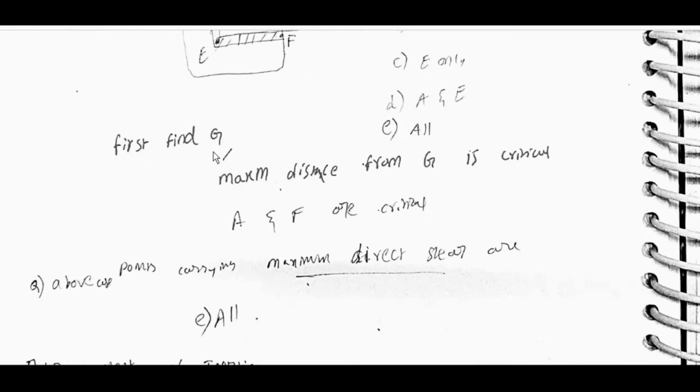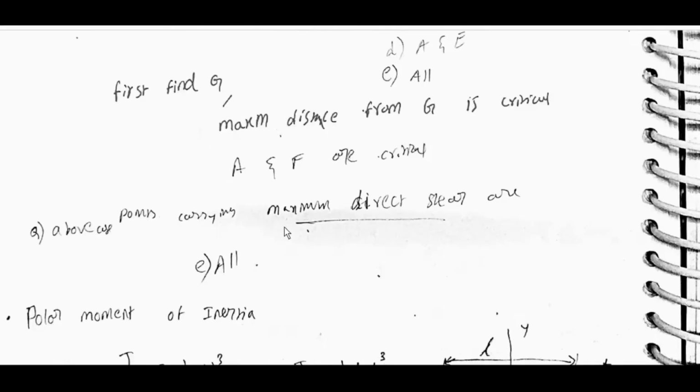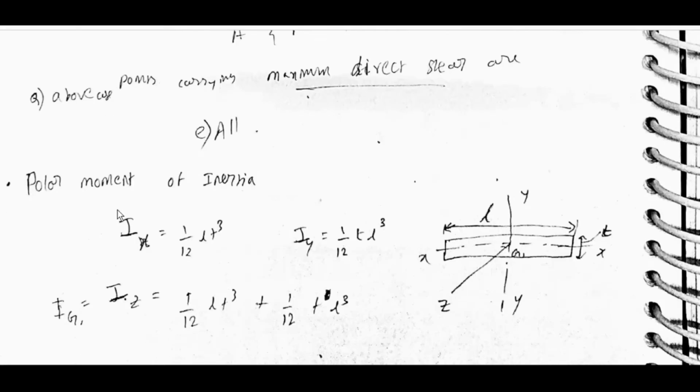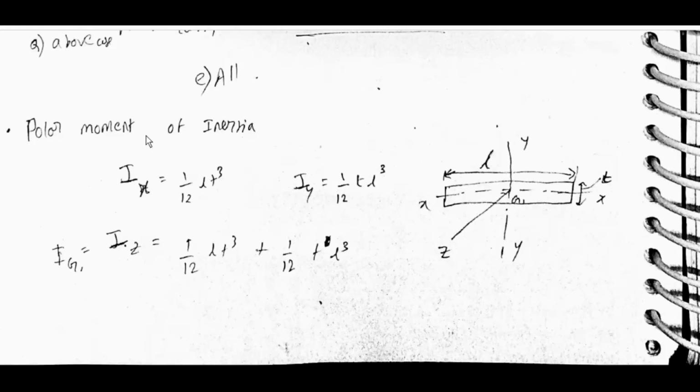First find G. The maximum distance from G is critical. A and F are critical points carrying the maximum direct shear load. Okay, direct shear.